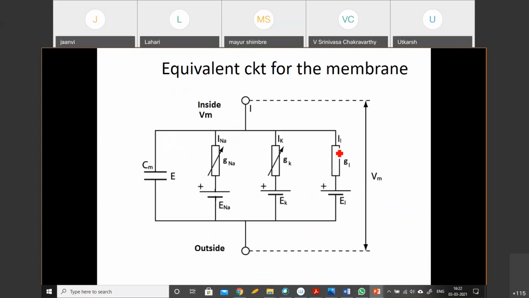If you combine all this, you can come up with an electrical representation of a neural membrane, which looks something like this. The capacitor is the membrane. Then you have one branch corresponding to the voltage sensitive sodium channels. Another branch corresponding to the voltage sensitive potassium channels.